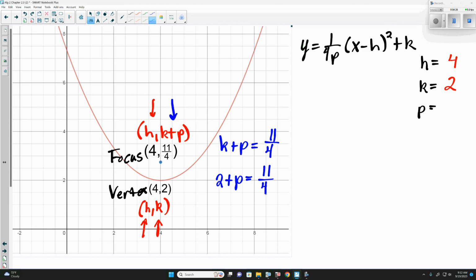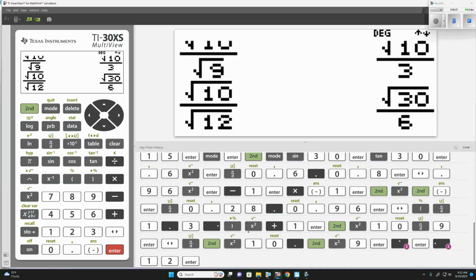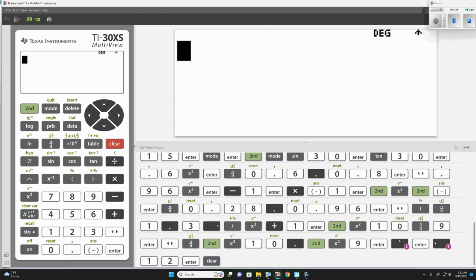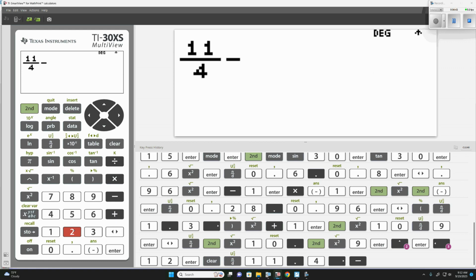Now to solve for the value of p, we would subtract 2 from both sides. Now at this point here, we can do this in the calculator. We can say 11 over 4 minus 2 is 3/4.